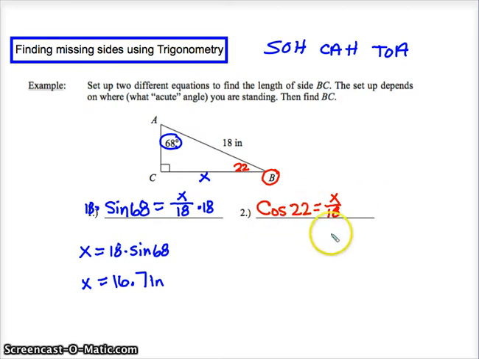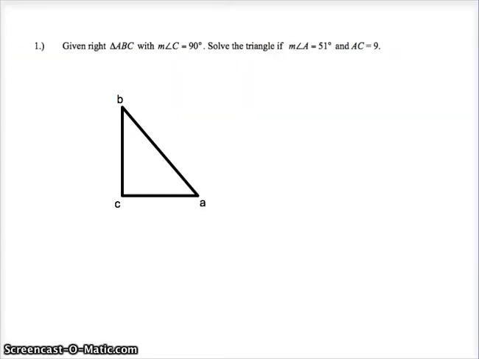Well, check it out. To get x all by itself, I'll multiply both sides by 18, and I get that x equals 18 times the cosine of 22. If you go ahead and put that in your calculator, go through the same process. You're going to do 18 times cosine of 22, and that'll give you 16.7 inches. Pretty cool how that works out. Now, when you're going to find these missing sides, you only need to do it once. I showed you that there's two ways to get there. All right, let's look at another example.